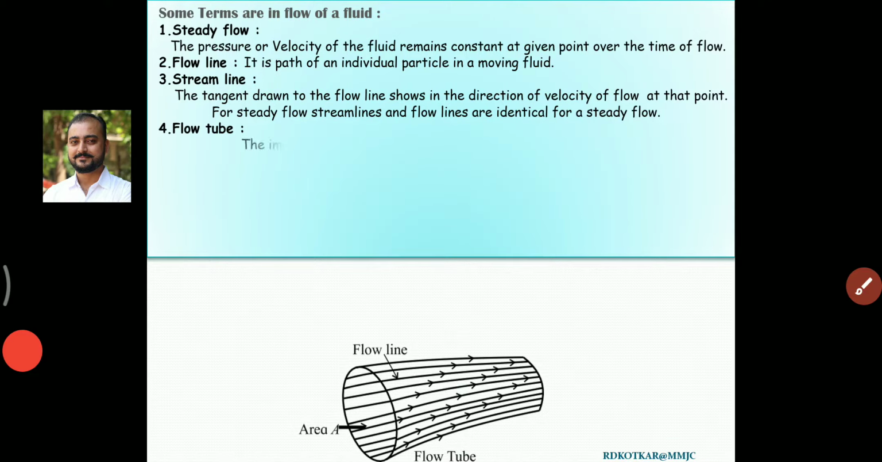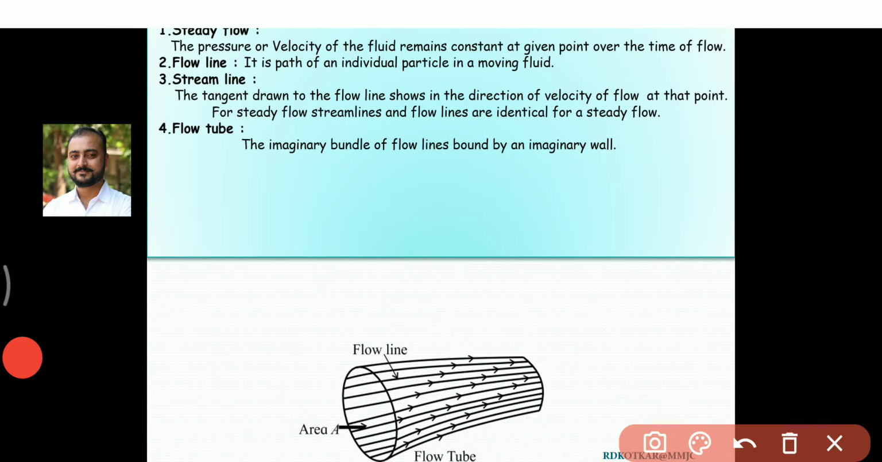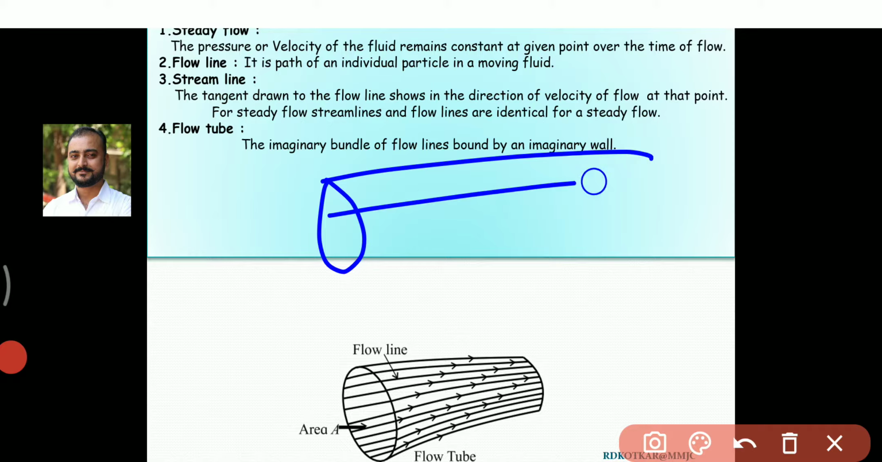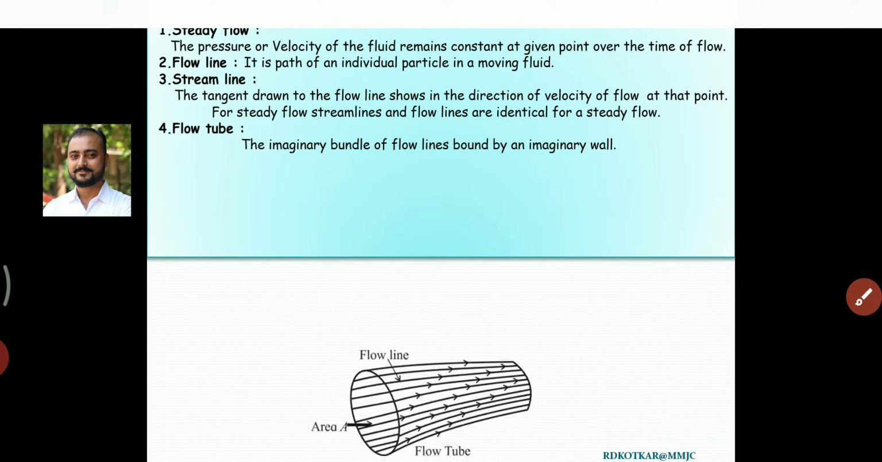Next is the flow tube. What about the flow tube? The imaginary bundle of flow lines bound by an imaginary wall is called a flow tube. Means there are many lines, and all these imaginary lines are bound by an imaginary wall, and this bundle is called a flow tube.